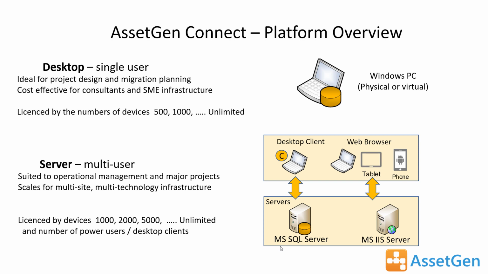AssetGen Connect has two main versions. There's a desktop single user version, often used by consultants and smaller environments, and it can run on a physical or virtual PC and is licensed by the numbers of devices. The multi-user server version is used normally for larger environments and is used for operational management and support. It's also licensed in a very similar way, so you can have as many users as you like because it's licensed by, yet again, the numbers of devices in the database.